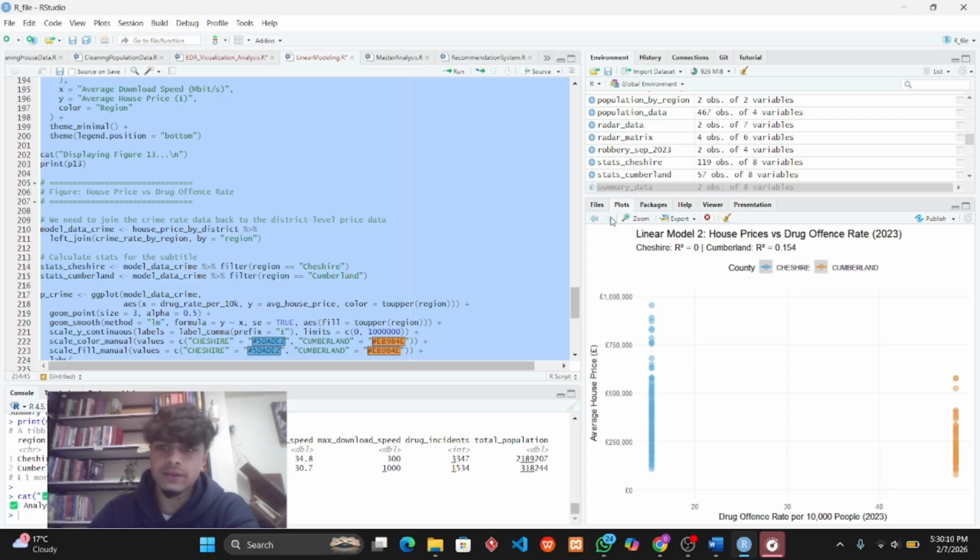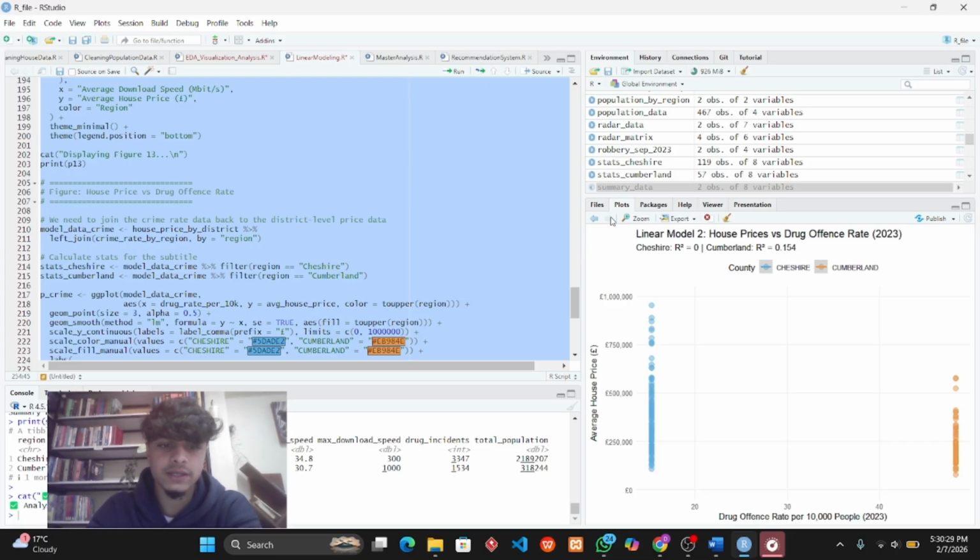So let's look at another image. So this is linear model 2, where house price versus drug offense rate of 2023. This figure shows no strong linear relation between crime rate and house price. This suggests crime rate by itself is not a strong predictor of house price.